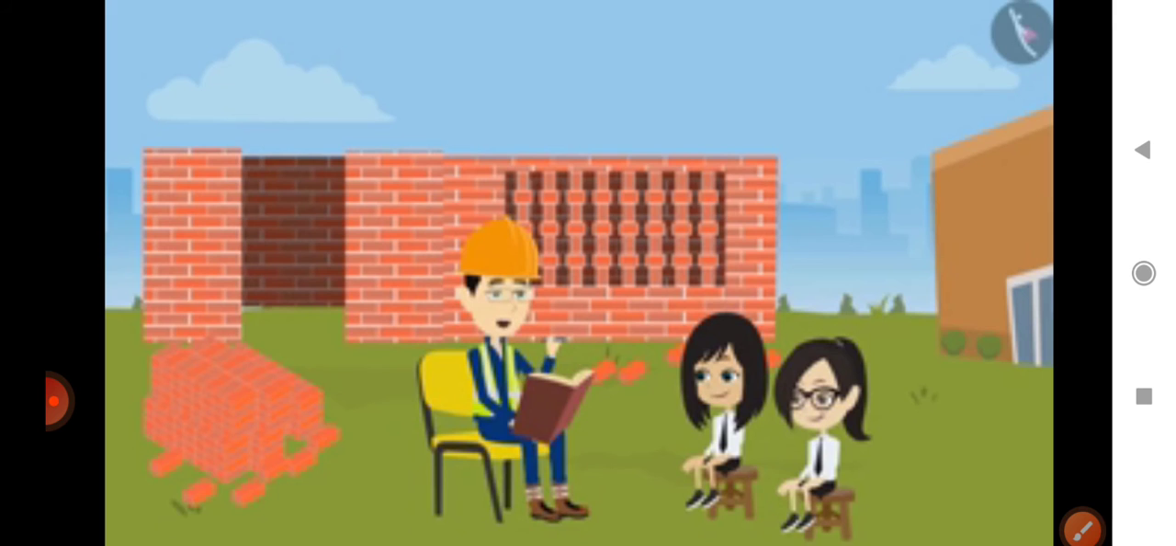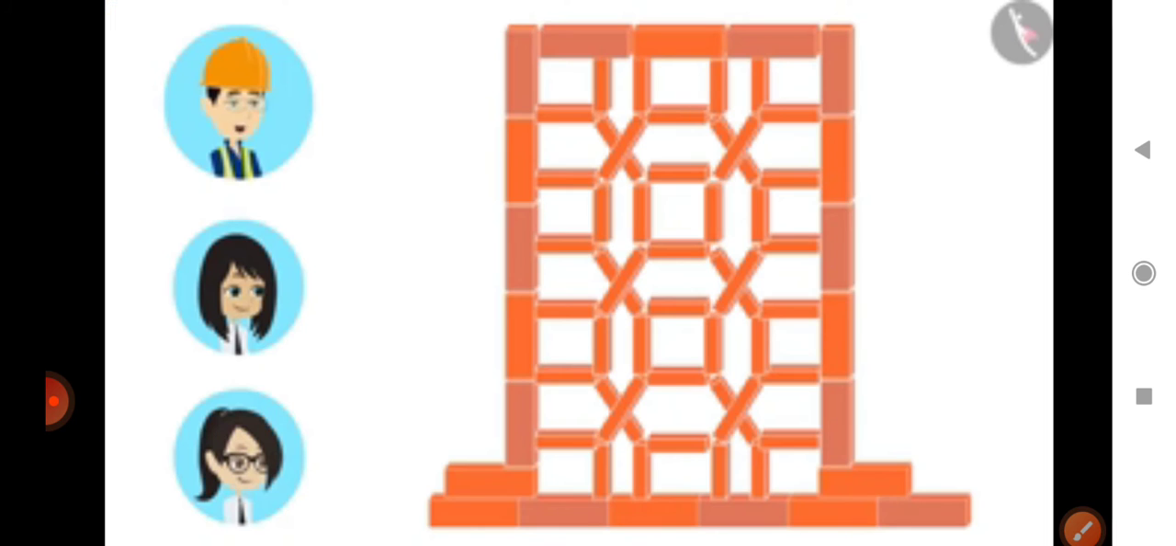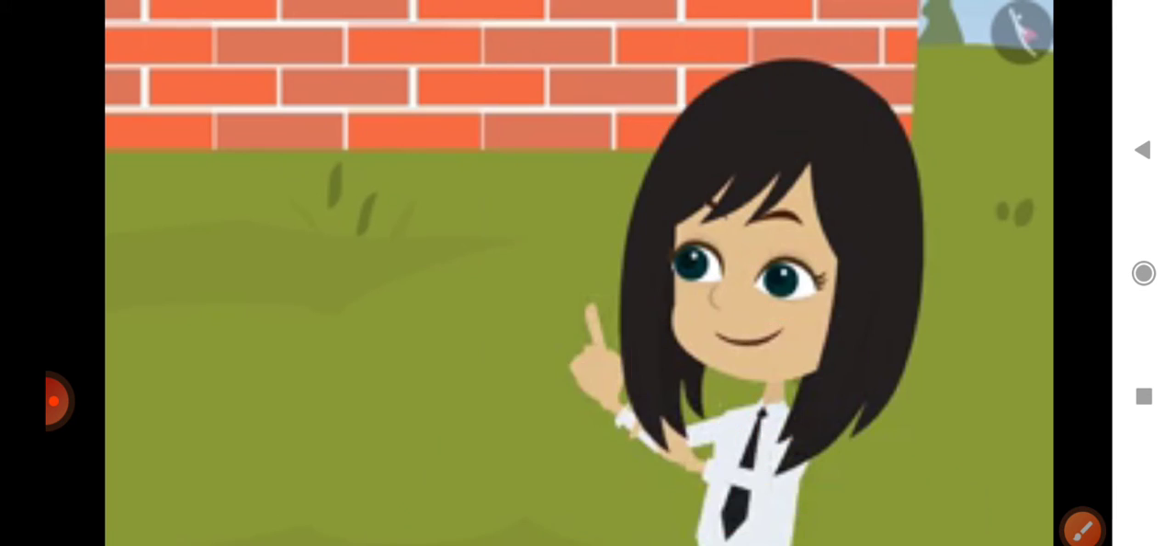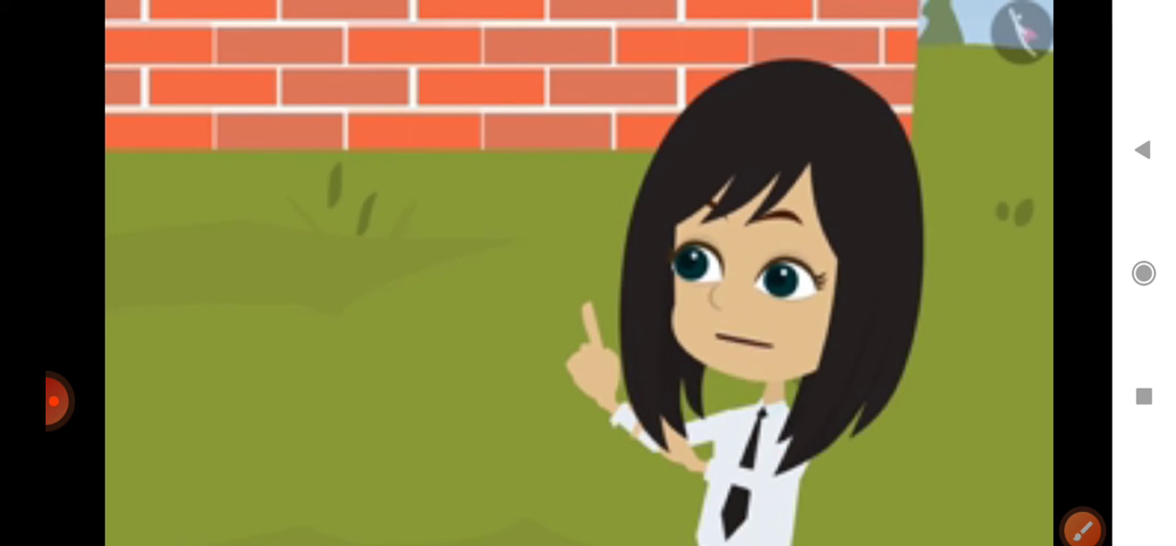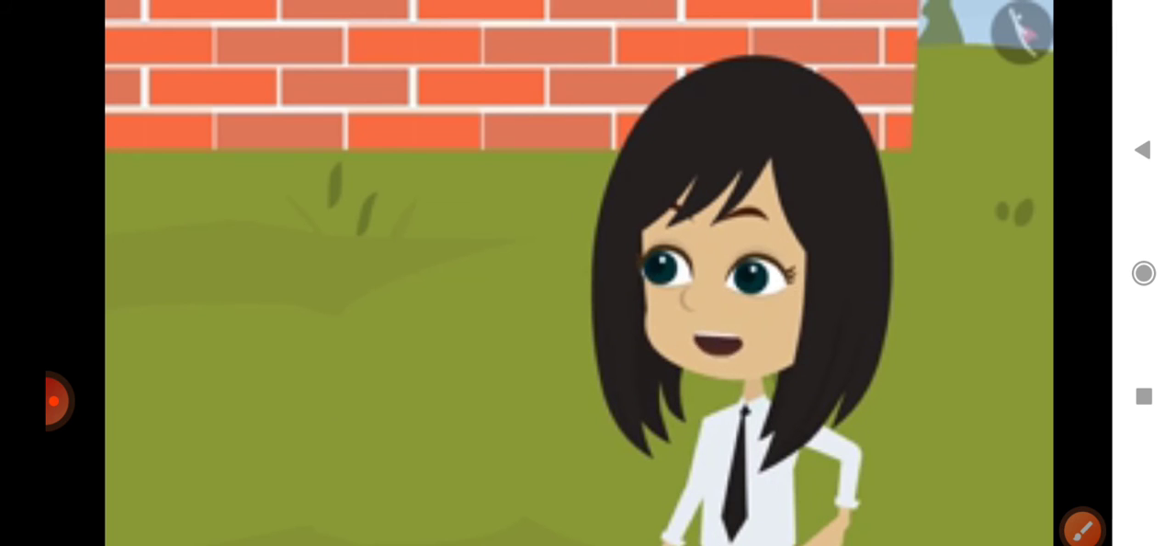I've not yet shown you the most beautiful vent. Sir, please show it then. See this. But this is made of thin bricks. Sir, it is so beautiful. I cannot believe that such beautiful vents can be made using bricks.